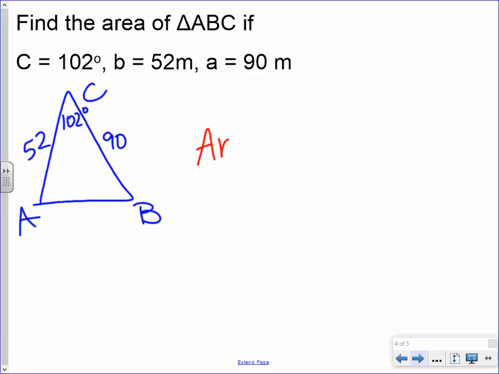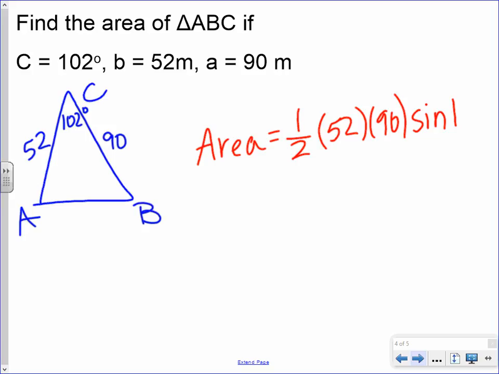And our area formula is 1/2 times the two sides times the sine of the angle in between those two sides.